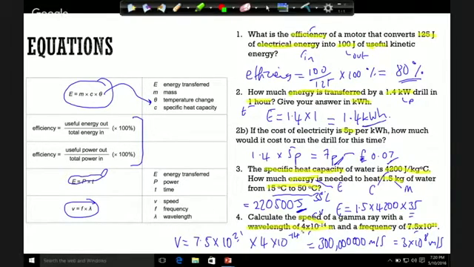So I just got one question that says, where did you get the 1.4 from on the 2b? So the 1.4 is from here, because it says if the cost of electricity is 5p per kilowatt hour, how much would it cost to run the drill for this time? You'll find these kinds of questions linked on to the ones just before. If it says how much energy is transferred by a 1.4 kilowatt drill in 1 hour, you've worked out the energy transferred, and it said if the cost of electricity is 5p, then how much would it cost to run the drill for this time? So we just take that 1.4 from up here and then multiply it by 5p.